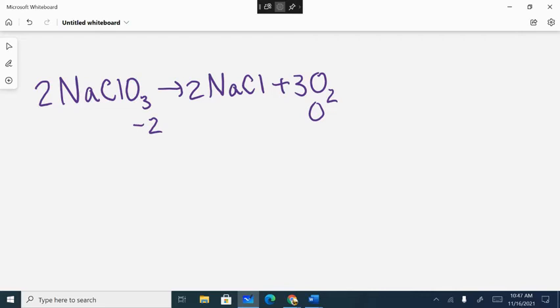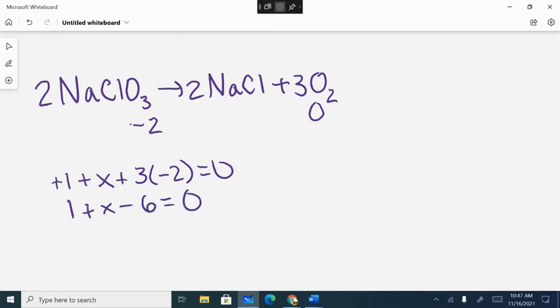Now let's figure out what's going on in sodium chlorate. You've got one sodium. What's the charge on sodium? Plus 1. You don't necessarily know what chlorine is, but you do know that there's 3 oxygens that are each minus 2. I'm going to add 6 to each side, and I get 1 plus x is equal to plus 6. So the charge on chlorine in this case is plus 5.